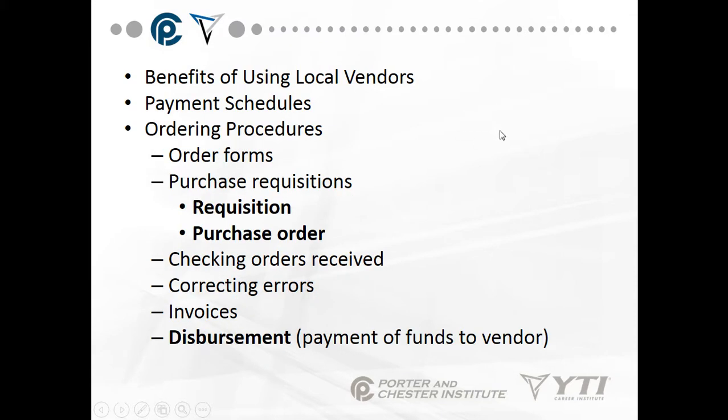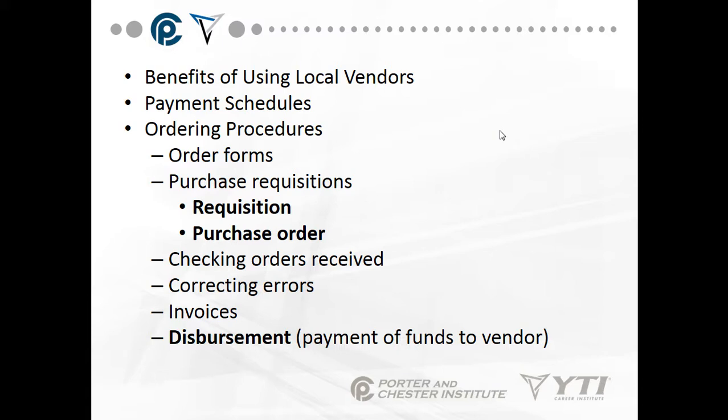What are the benefits of using a local vendor? You can get in touch with them right away and they might be able to supply you right away. Payment schedules. With each vendor that you work with, do they expect to be paid on the day that they deliver the product? Is there a 10-day waiting period? Do they bill you every month? So we have to look at payment schedules as practice managers as well.